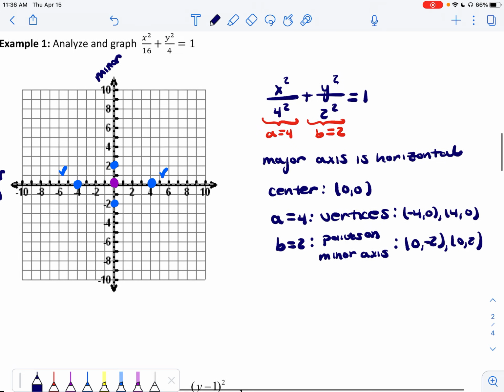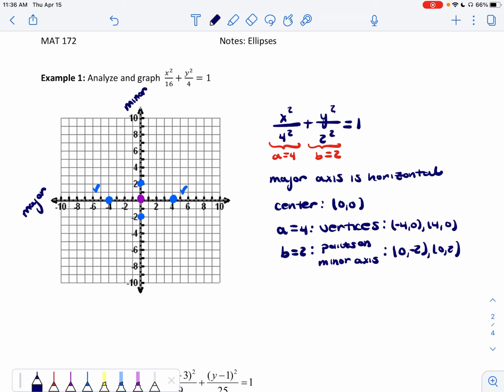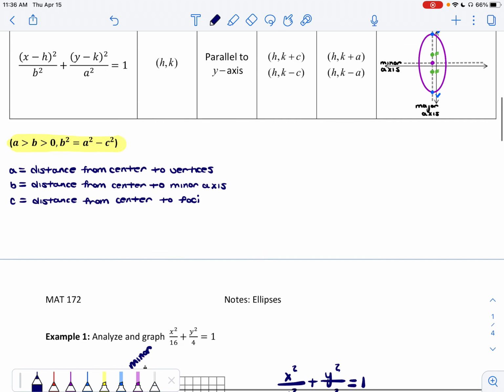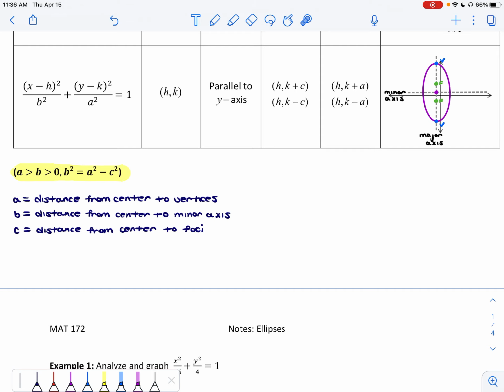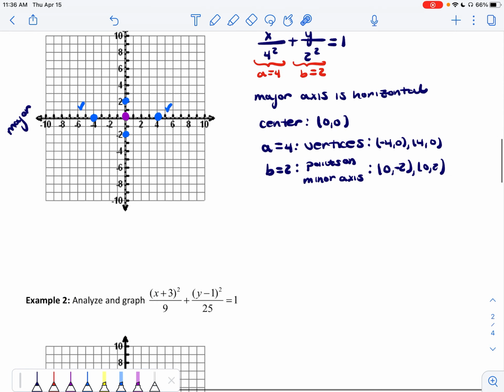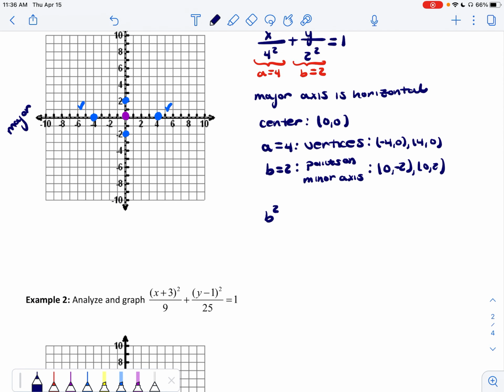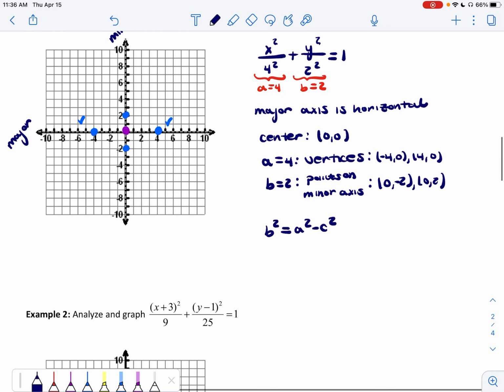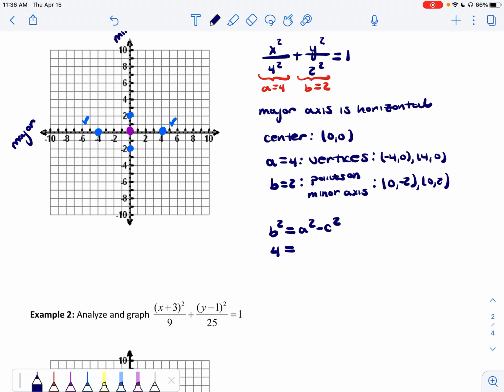All right, so then the last thing we need to find are the foci. So for that, we use this equation right here. B squared is equal to A squared minus C squared. So plug in your B squared and your A squared. That would be 4 is equal to 16 minus C squared, which means C would be equal to the square root of 12, or 2 root 3.